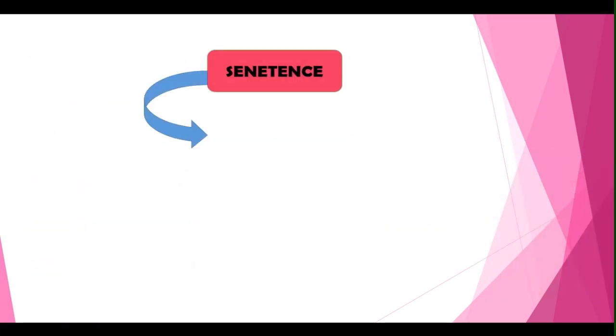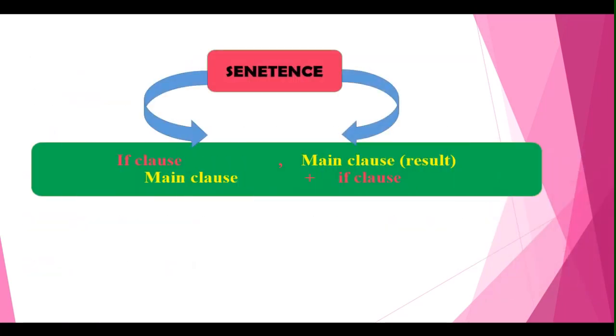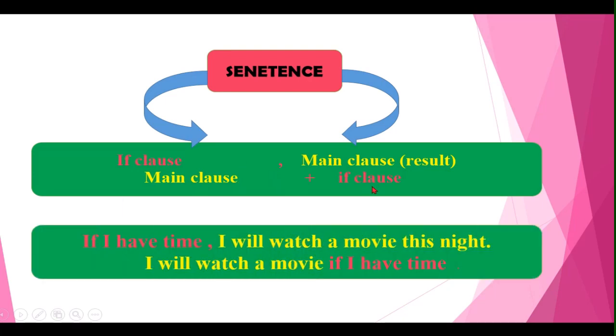Now let's move to the structure of conditional one. We start with the if clause, comma, main clause, or we can start with the main clause, no comma here, and then the if clause. Like this: if I have time, I will watch a movie this night. Or I can say, I will watch a movie if I have time. Both are correct.